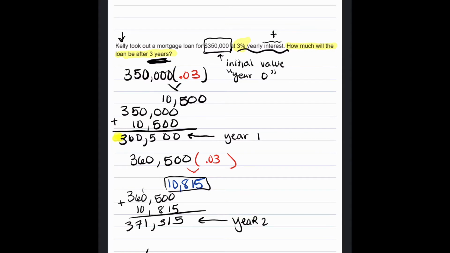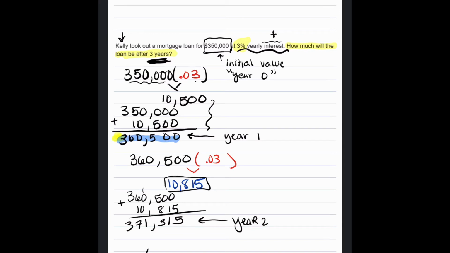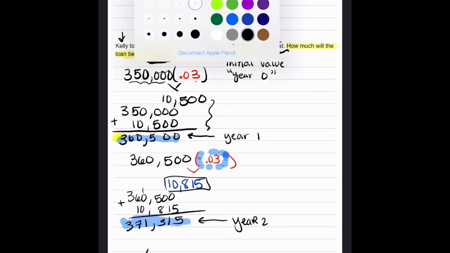So her initial value was 350,000. Then she gained 3% interest, which we showed here. So after her first year, her new loan amount was 360,500. Then she let interest gain on that again. So we got 3% interest of that 360,500, added that, and this was her loan amount for the second year. We're going to do this one more time for the third year.